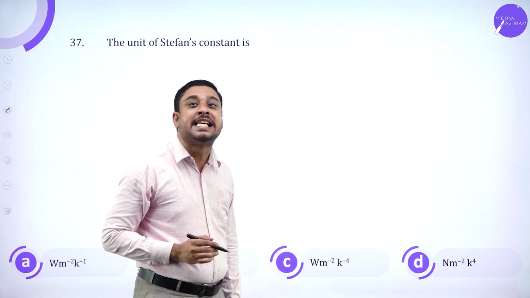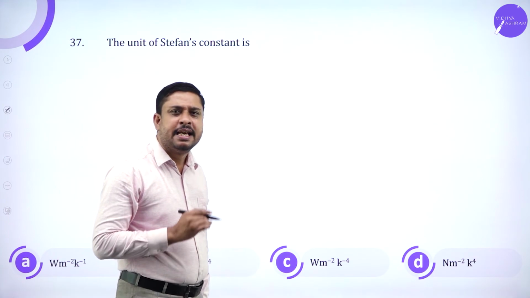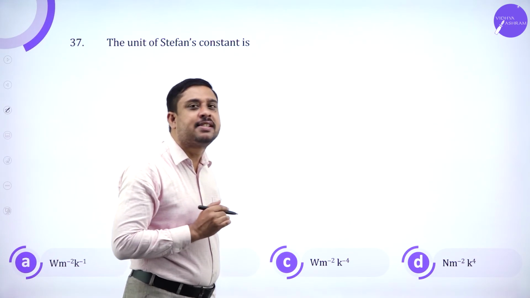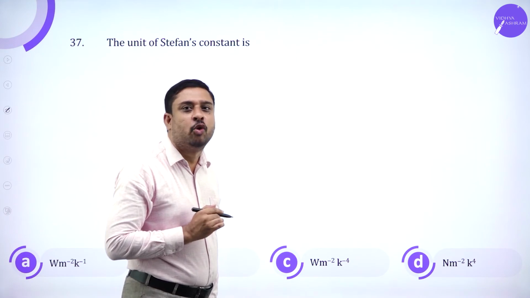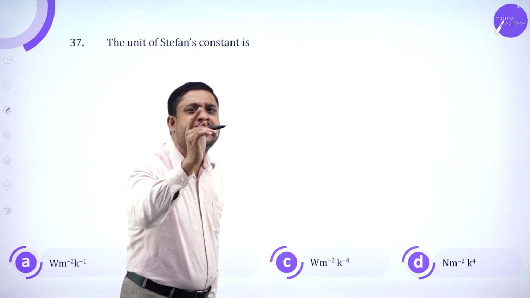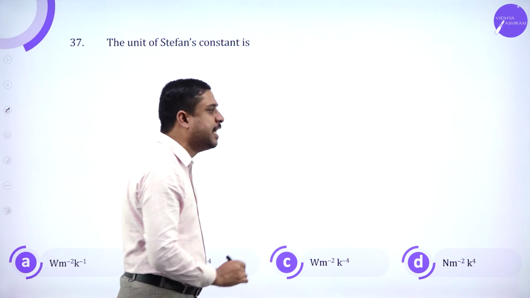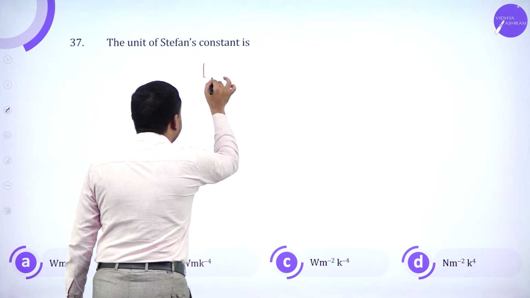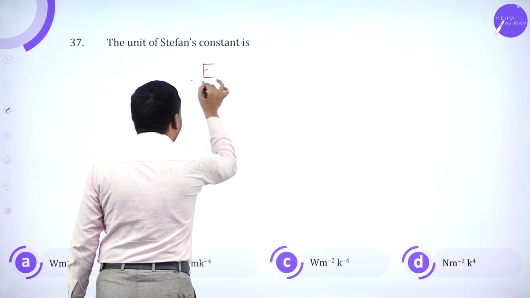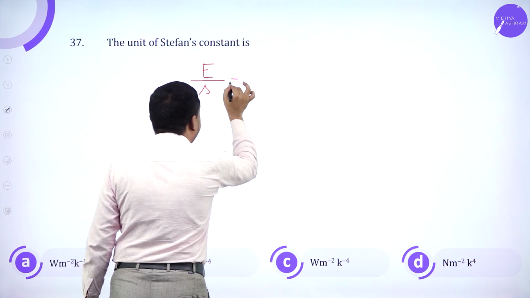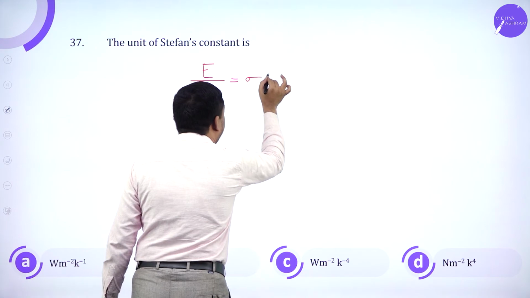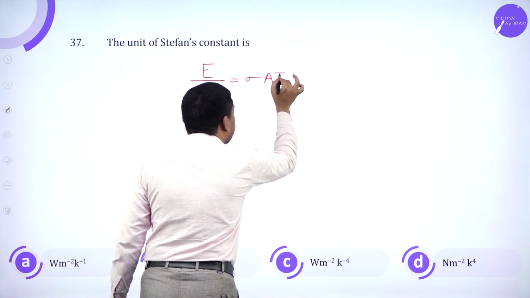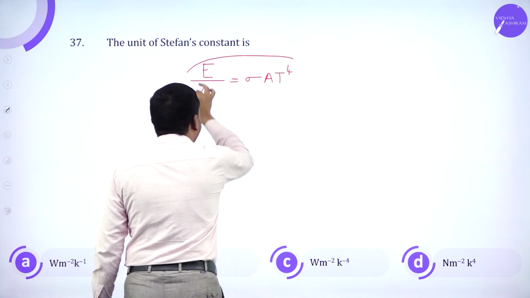SI unit of Stefan's constant. To get the SI unit, we have to consider Stefan's law. What did Stefan's law say? Energy radiated per second is sigma A T to the power 4.